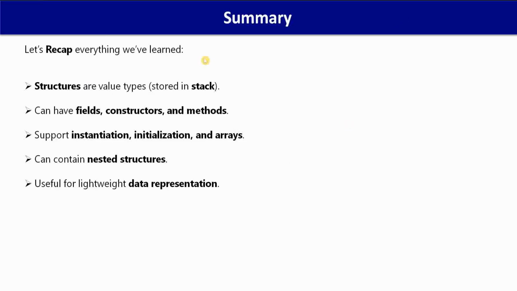Next we have today's summary. Let's revise what we learned today. First, structures are value types stored in stack, meaning all its values are mostly stored in stack. It can have fields, constructors and methods. It can support instantiation, initialization and arrays. So inside a structure we can instantiate the values, initialize the values, and we can use arrays for a single structure. Meaning if we want to provide multiple data in the same structure, we can use arrays with structure.